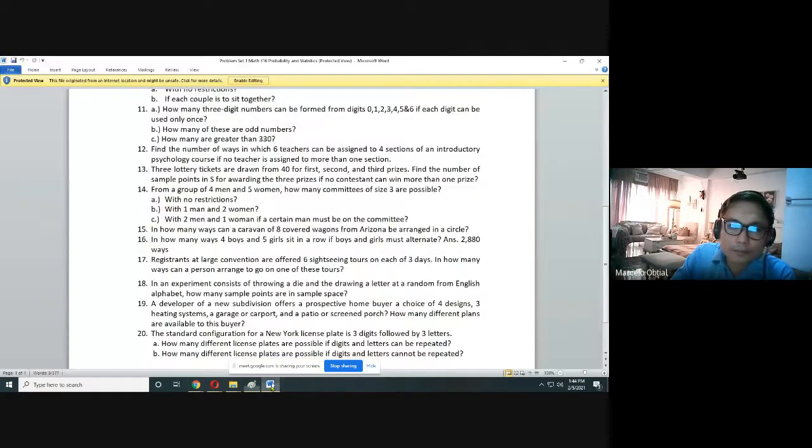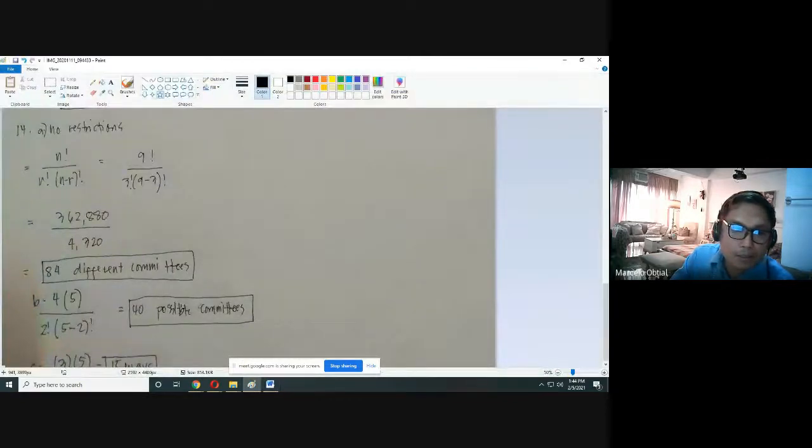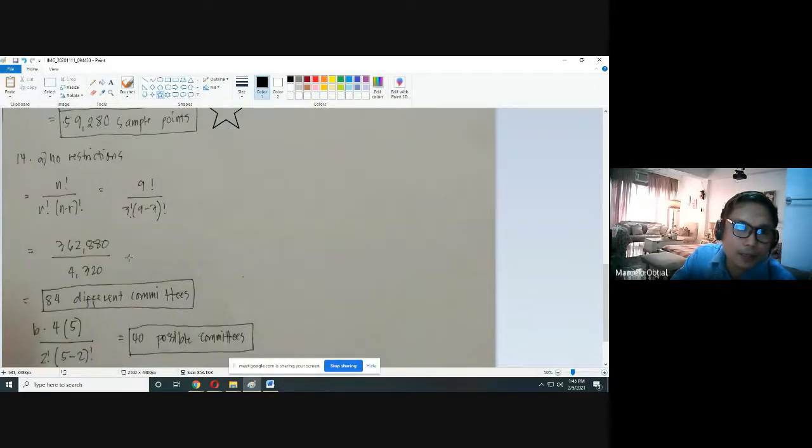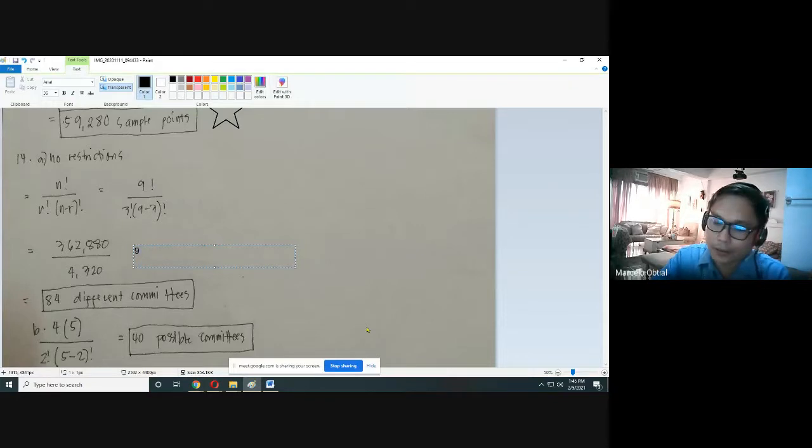Number 14. I will explain this one. With no restriction, we will just get 3 persons out of 9 persons. Equal qualification, so combination right away. That is why in letter A, ginagamit siya ng manual na method, but using your calculator, NCR.